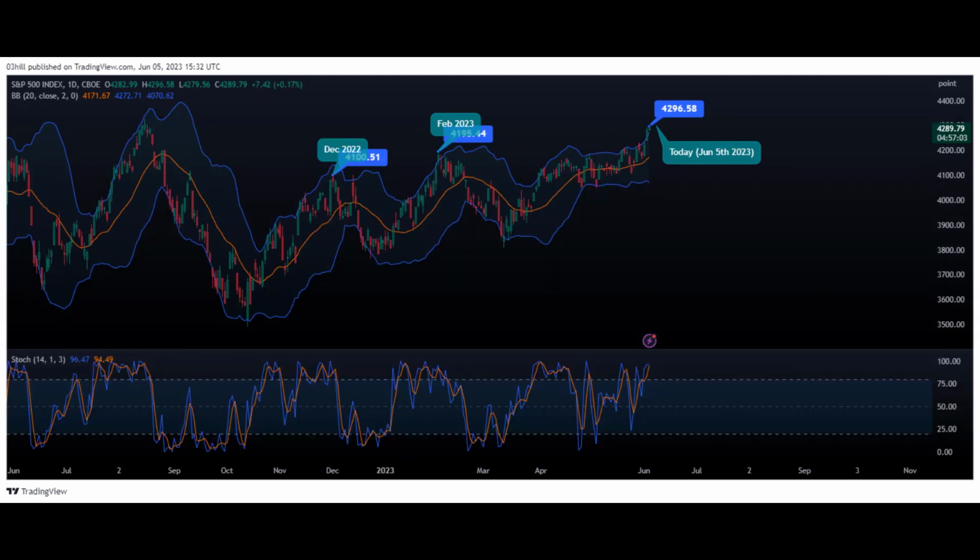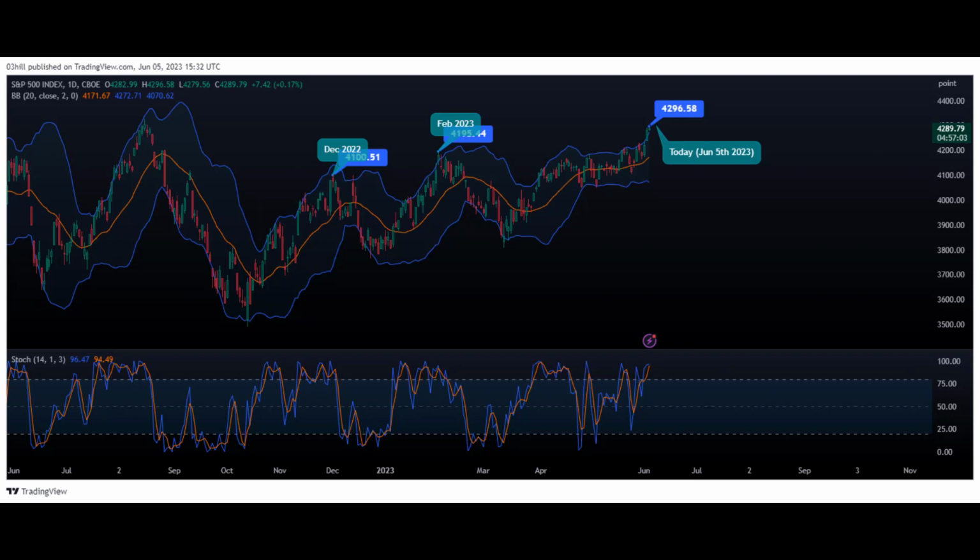The stochastic oscillator is a momentum indicator that compares the closing price of an asset to its price range over a specific period of time. It is used to identify overbought and oversold conditions in the market. The stochastic oscillator ranges from 0 to 100. A reading above 80 is typically considered overbought, suggesting that the asset may be due for a potential price correction or reversal. Conversely, a reading below 20 is considered oversold, indicating that the asset may be due for a potential bounce or upward movement.